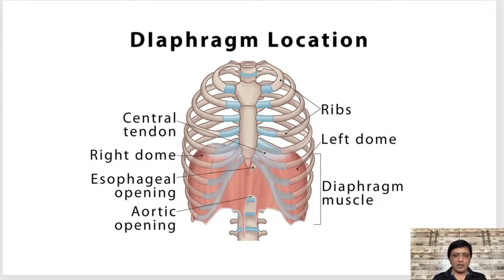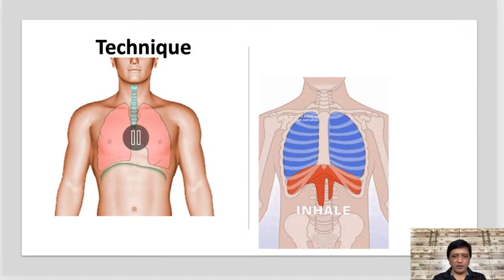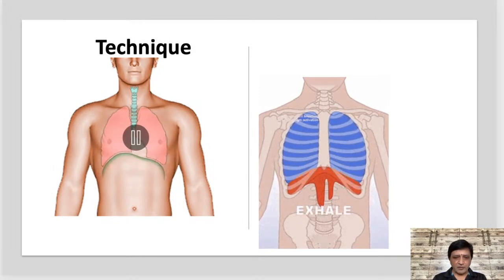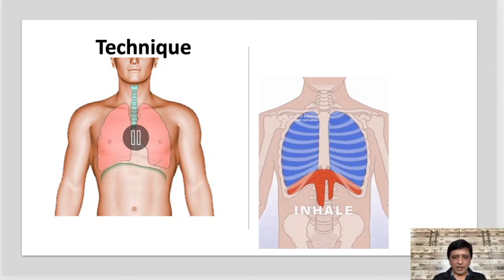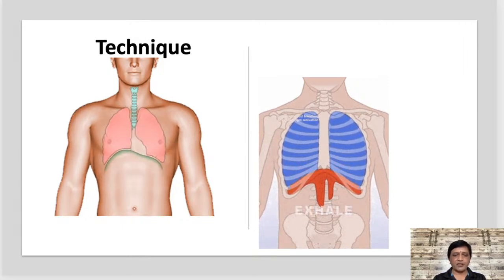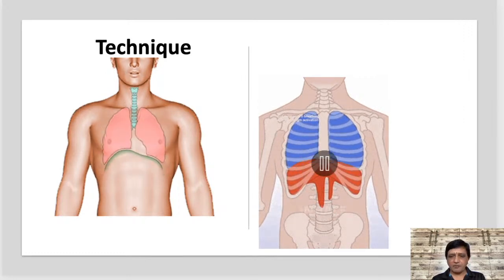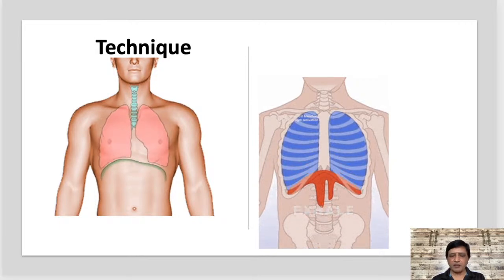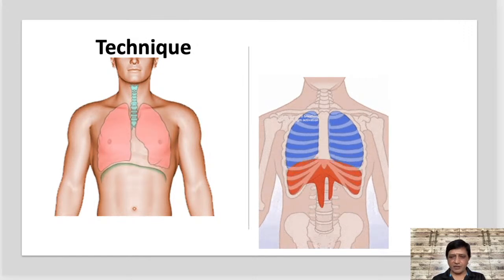So the technique for abdominal breathing is as follows. First, watch the diaphragm, how it moves. This is dome shaped. As you inhale, it flattens towards the abdomen, and during exhalation, it moves into the chest. So, this is a simple thing. You can see even in this picture, as you inhale, it moves down, pressing the abdominal viscera, and during exhalation, it moves into the chest.